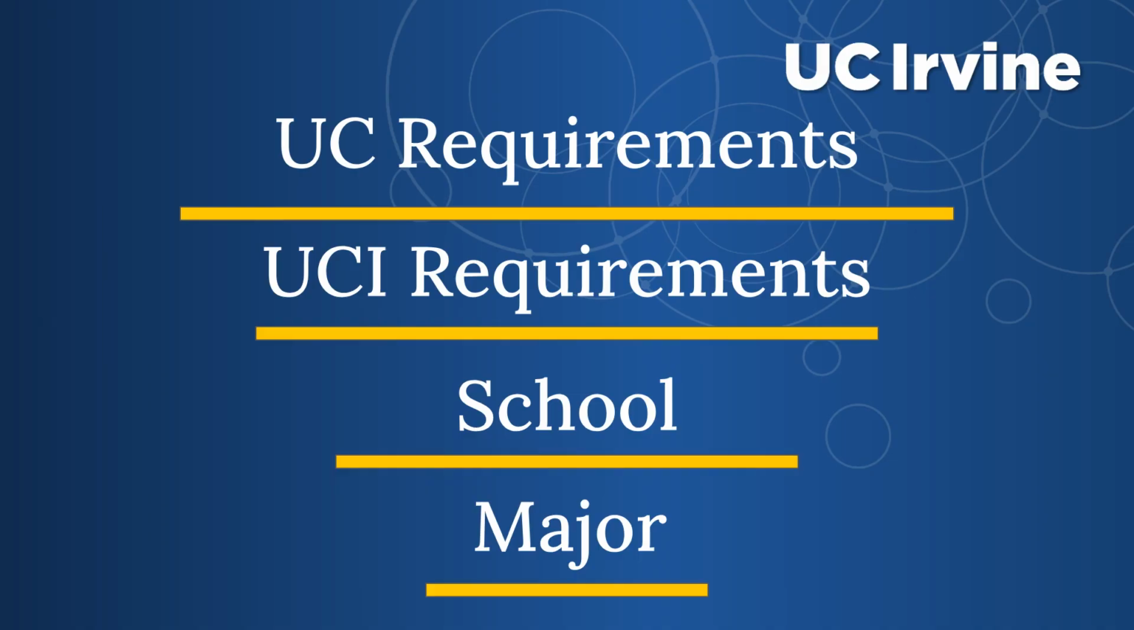School requirements are specific to each school, meaning that as a social sciences student, you are responsible for completing the social sciences school requirements, no matter which major you pursue within the school. A separate video will go into greater detail on the requirements specific to the School of Social Sciences. Finally, major requirements are unique to each individual major. For example, if you are an international studies major, your requirements will differ from those of a political science major.